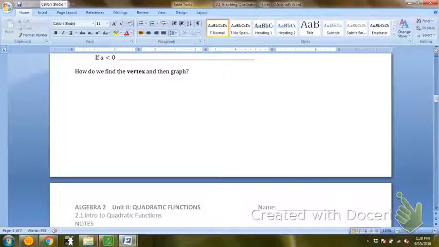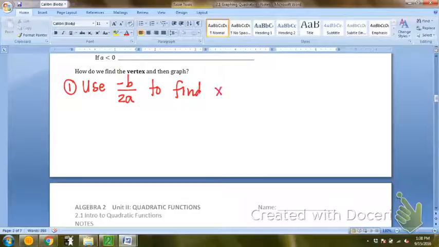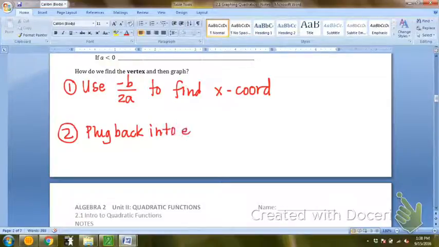Okay, the first step in finding the vertex, number 1: use negative b over 2a to find the x-coordinate. Once you find the x-coordinate, you're going to plug back in to the equation. I'm abbreviating the equation. For x, you're going to plug x back in to solve for y.